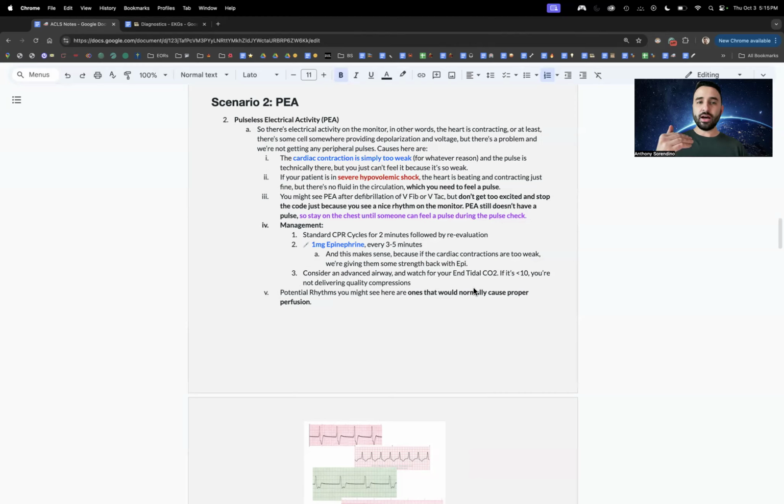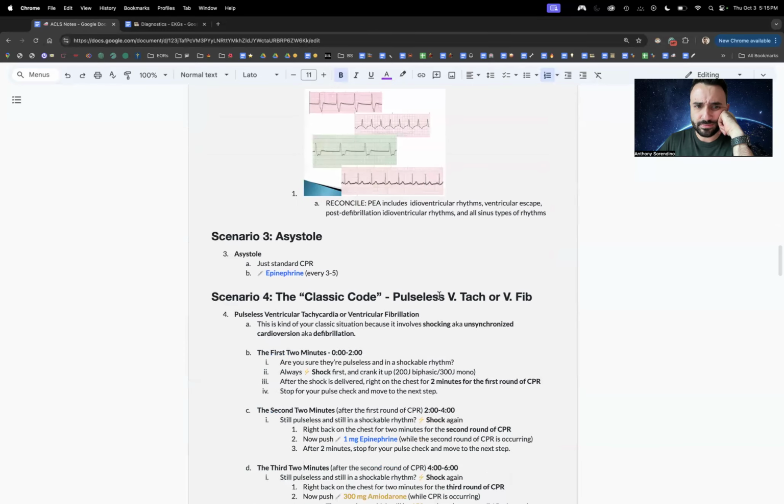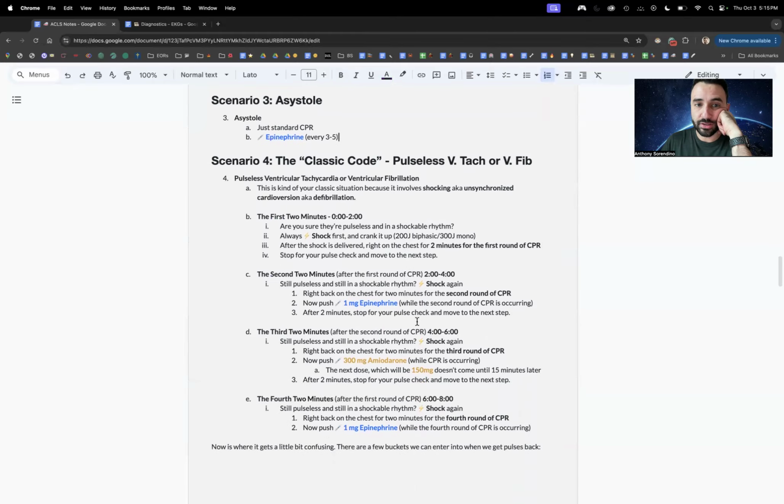You're going to treat this in a code by cycling between CPR and epinephrine, 1 milligram of epinephrine. So there's no cardioversion here at all, whether chemical or electrical. It's just epi, CPR, and hope for the best. Asystole is treated exactly the same way: standard CPR and then epinephrine as well. So again, no cardioversion.